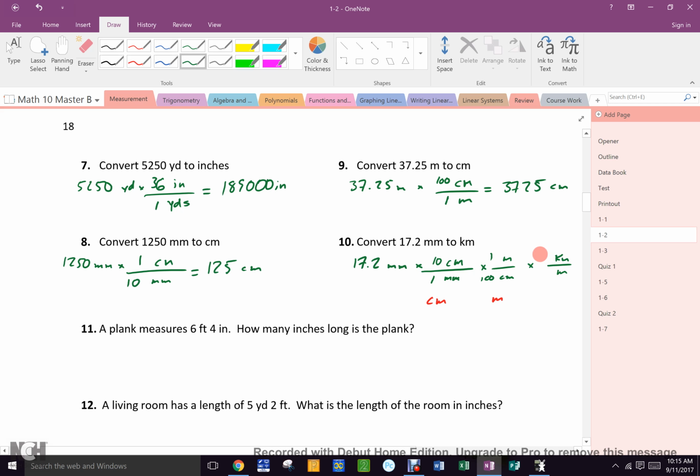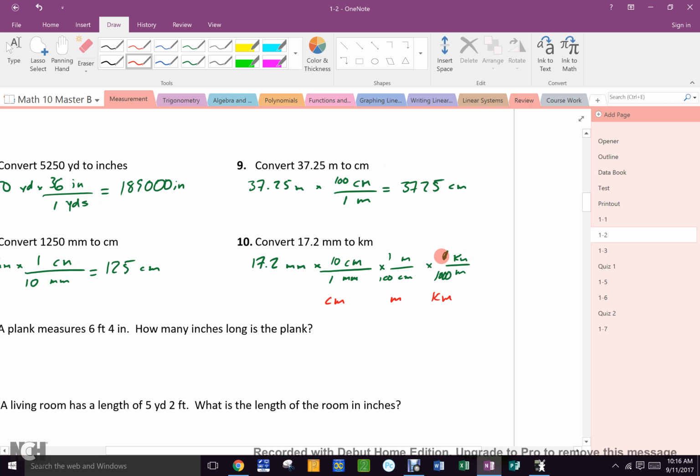Meters on the bottom. 1 km is 1,000 meters. And there, I'm at kilometers, yes? So how does this work? Do the ones matter? No. So on the top, I've got 17.2 times 10, don't I? How many decimal places do I have to move to be times 10? 1. So I've got 172, yes?